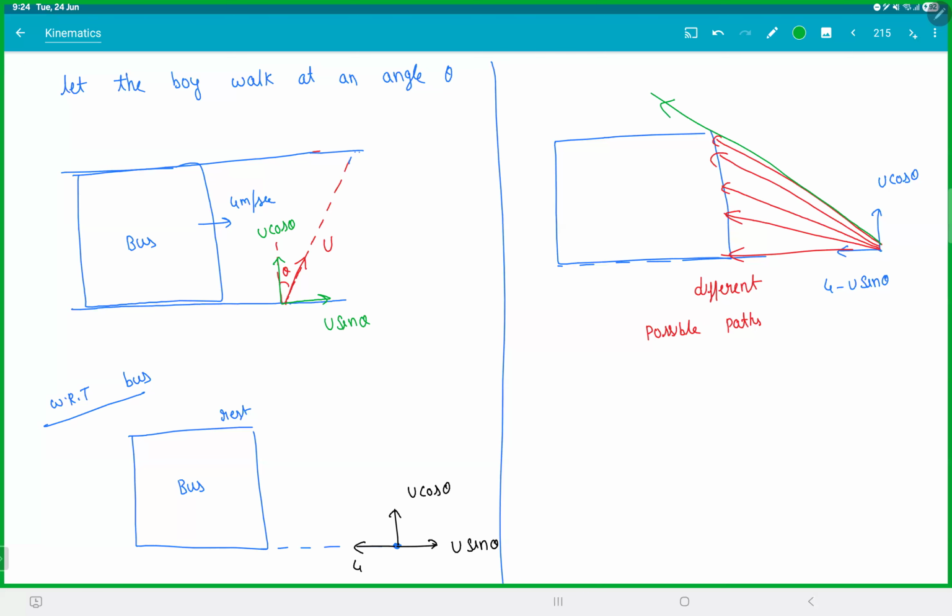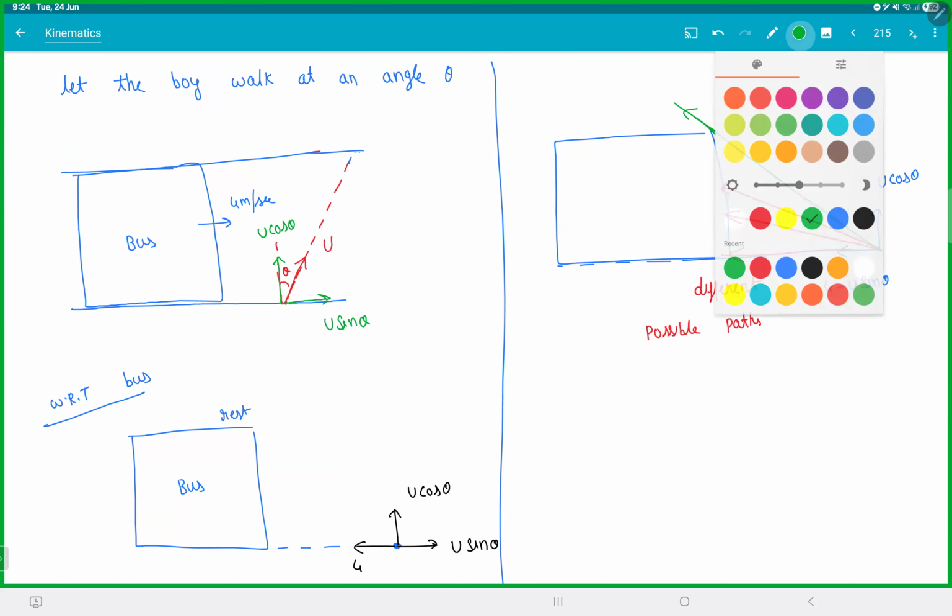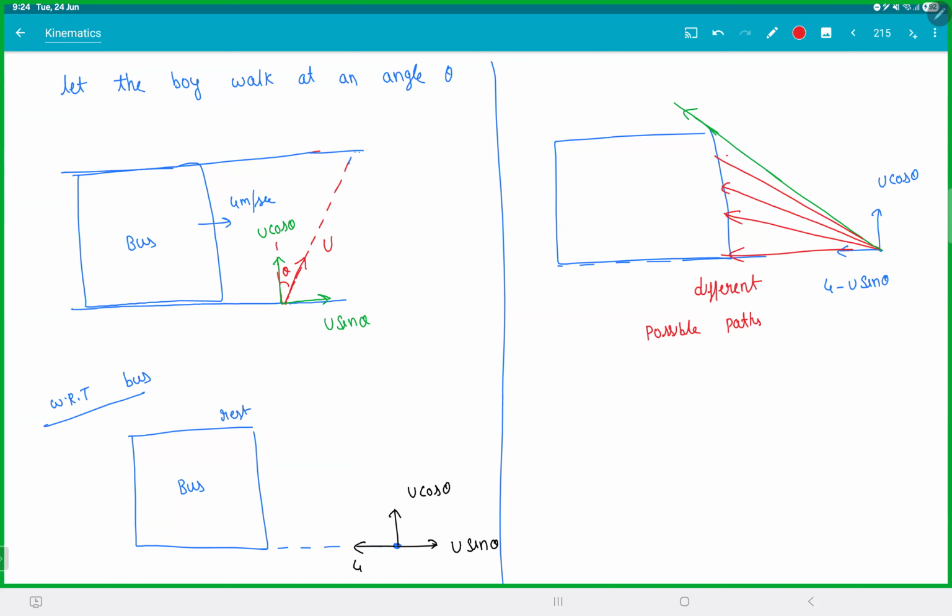So if he goes with enough speed, there will be one particular trajectory here where he will just miss the bus. He will just graze the bus and go off. So these are the different possible paths for different speeds. The faster you go, the path will go higher and higher. This is what the driver will see. The driver will think the boy is coming at an angle.